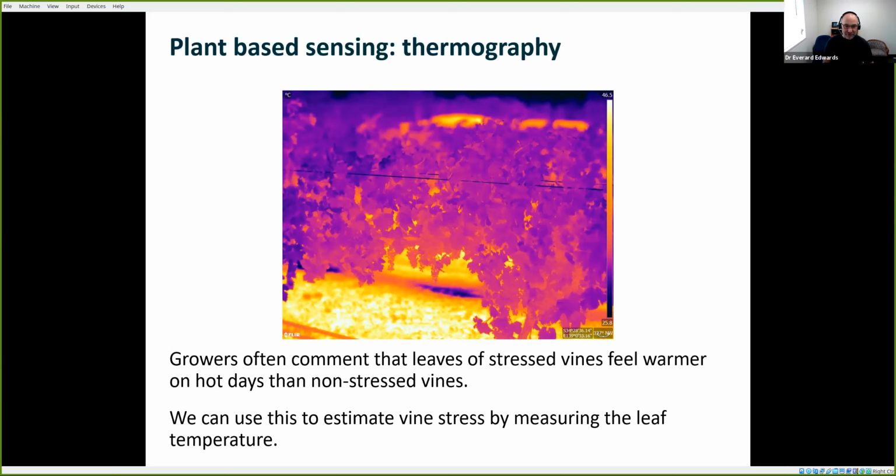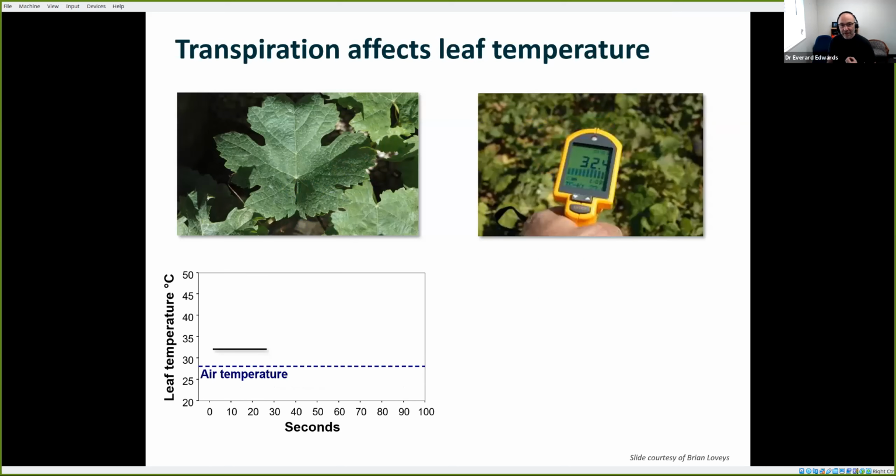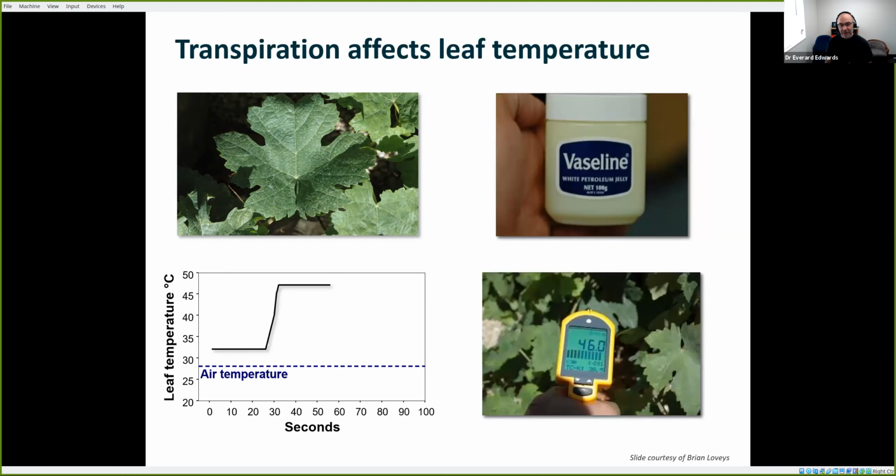But we can see those differences, and they're differences that I've often had growers talk about, that they feel the leaves on a warm day and the stressed ones will be warmer, and obviously this is a real thing, and so we can use that to make an estimate of the stress the vine is under. And that's, of course, because the transpiration from the vine is providing evaporative cooling, and that's the water coming out of those stomata. If we block the stomata, you can see just how much evaporative cooling is going on. In this case, we block them all up with Vaseline. We can see how much the leaf temperature has risen. So that's the kind of difference that it makes.